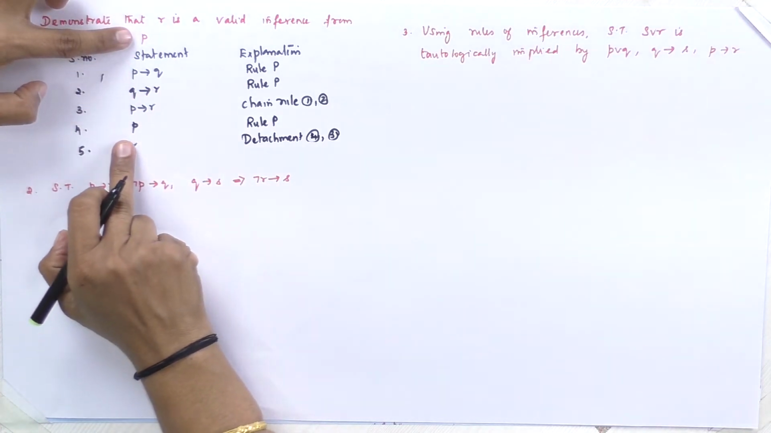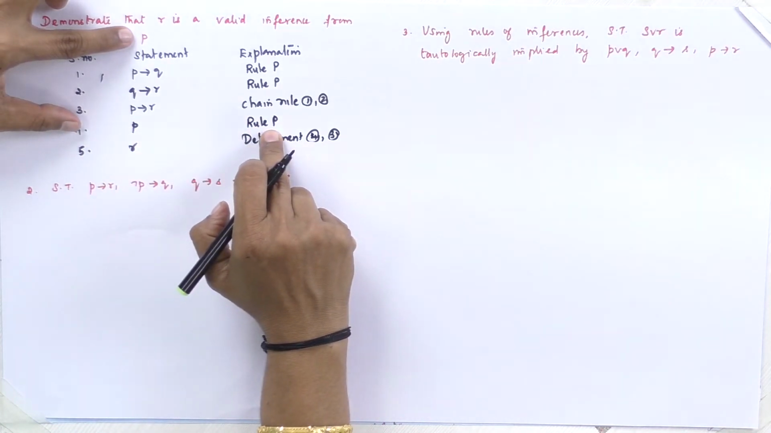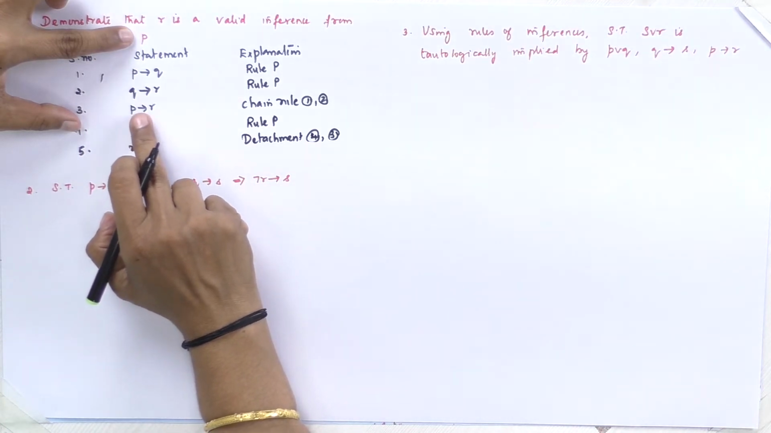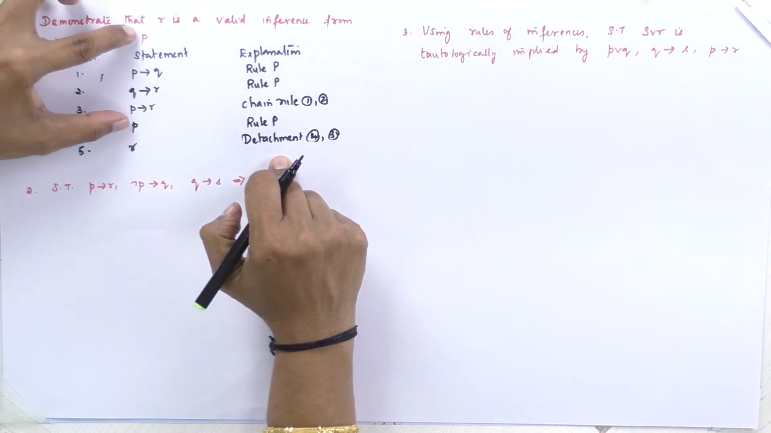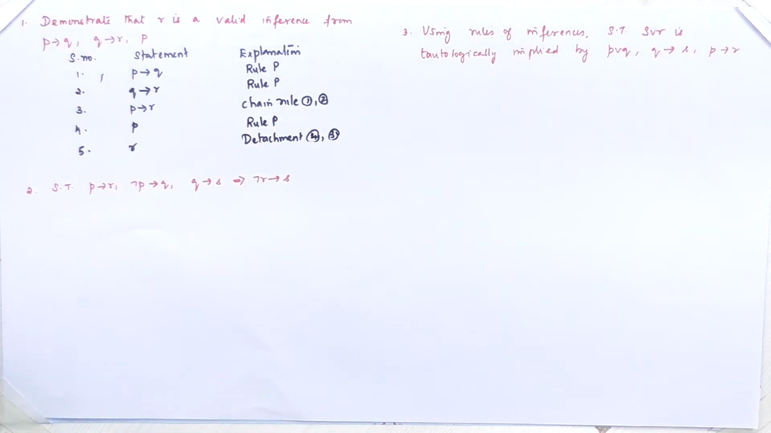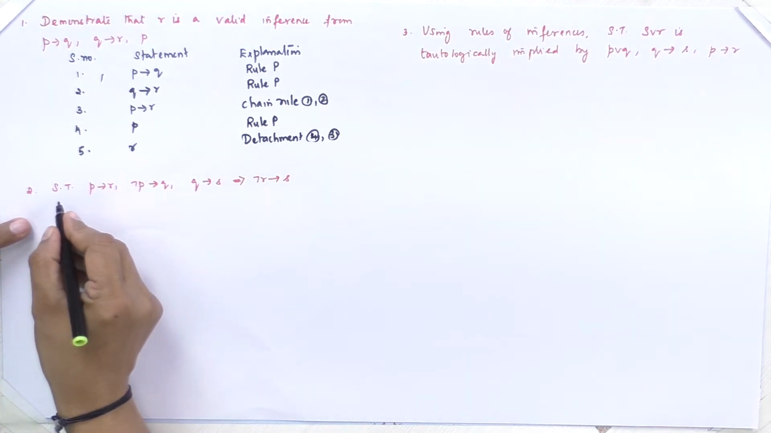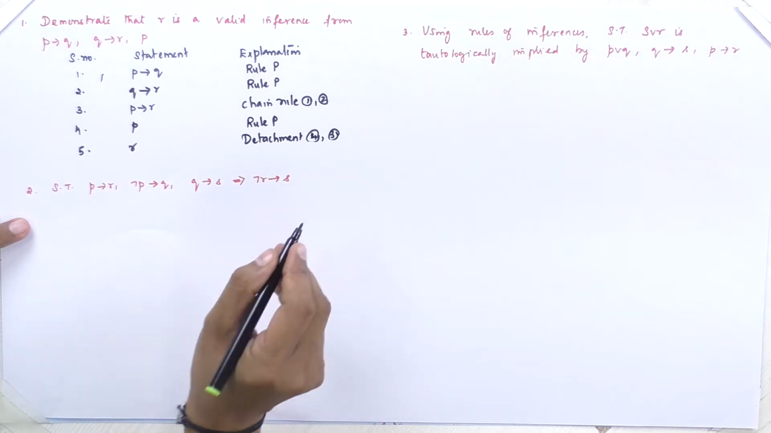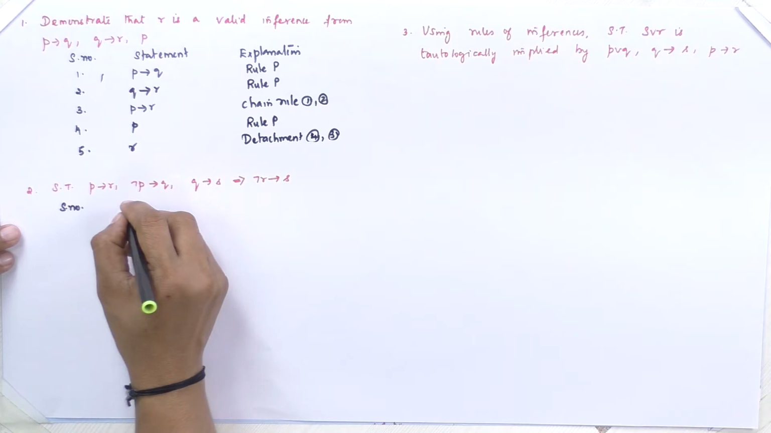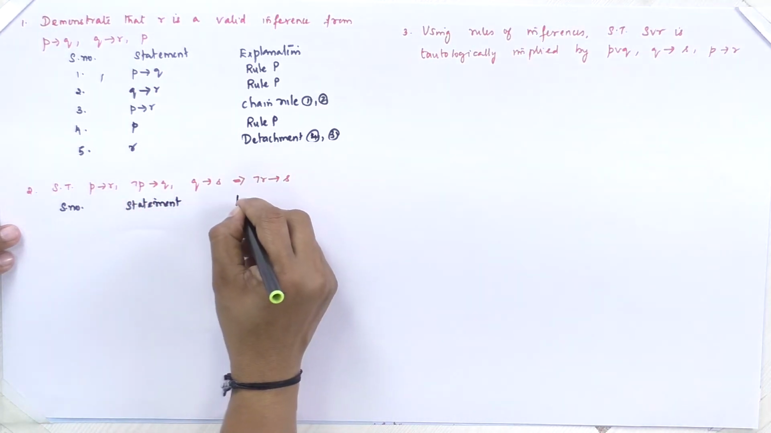Now I am left with this P, and if I introduce it here, it is rule P, and again I have P, P conditional R. So the law called detachment can be applied for these two, and I will get R. That is my conclusion. Understood? Okay, fine. So next, show that this implies this. Fine. So again, serial number, statement, explanation.